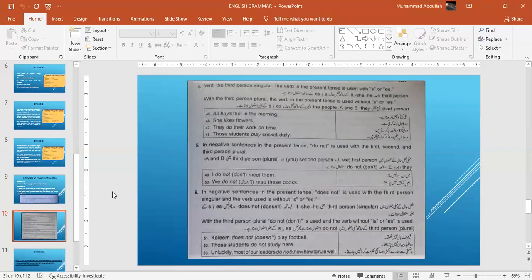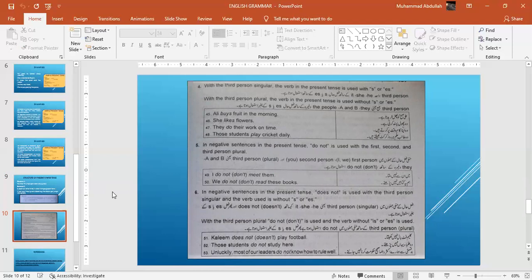Here we have to make this thing more clear, and I would repeat that with the third person singular, the verb in the present tense is used with s or es, and with the third person plural like they, the verb in the present tense is used without s or es. So three categories of personal pronouns: first person, second person, and third person, right? All these are explained clearly, what type of structure they would be following.